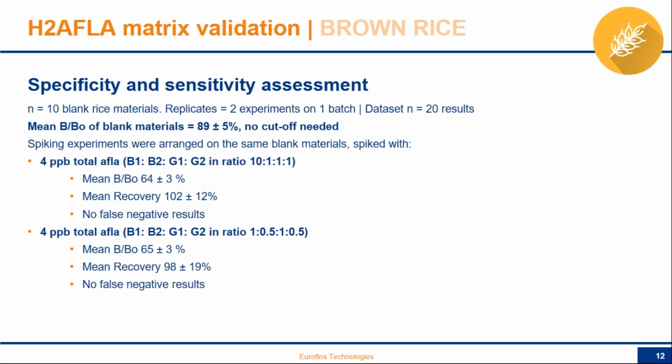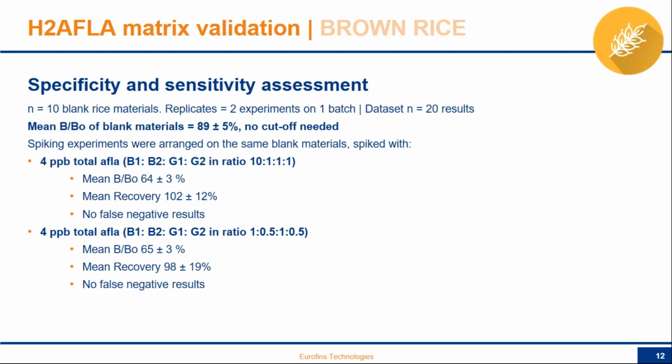For determining the sensitivity, we spiked the blank rice samples, the 10 materials, with aflatoxins, and we prepared 2 spiking solutions, starting with reference standards from Biopure, and we made 2 different spiking solutions. One had B1 as the most abundant. So you see in the first portion of this chapter, we kept the ratio where B1 was 10 times higher than B2, G1, and G2.